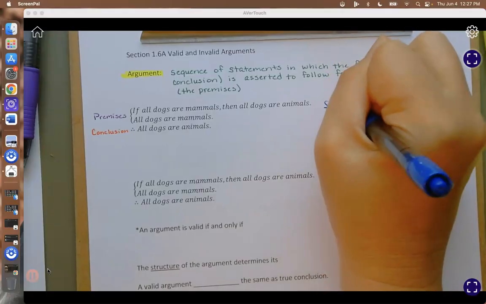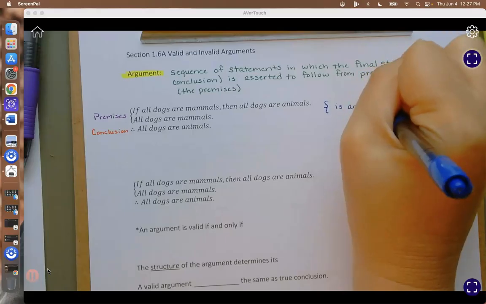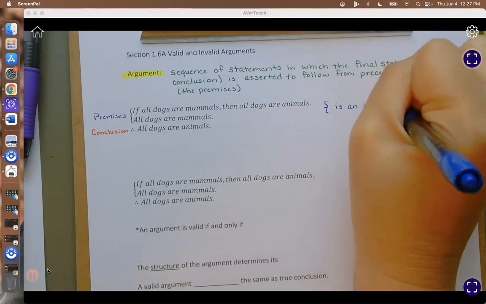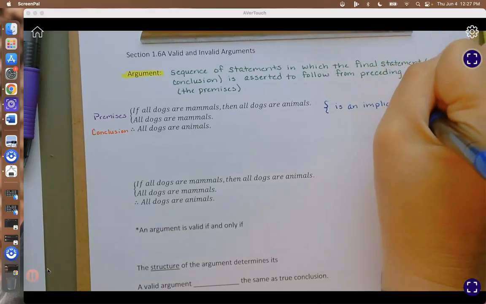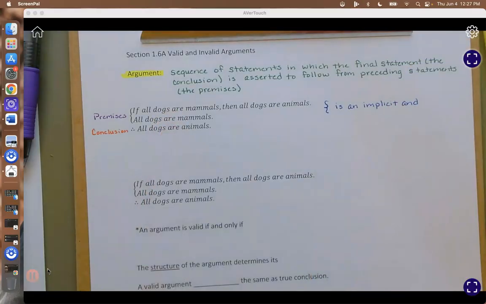There is an implicit and. So these are and statements. Okay, so if all dogs are mammals, then all dogs are animals. And we know that all dogs are mammals. So the conclusion would be that all dogs are animals.